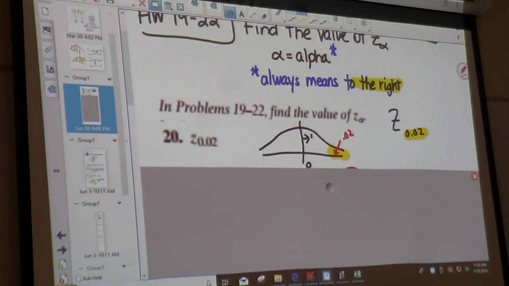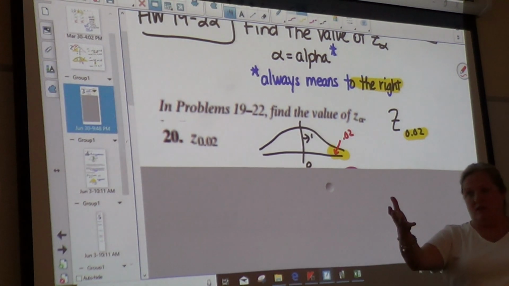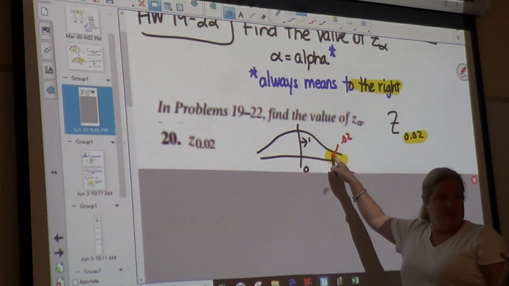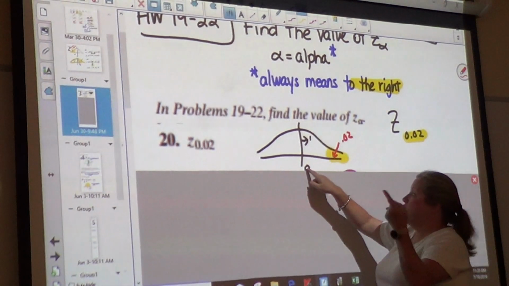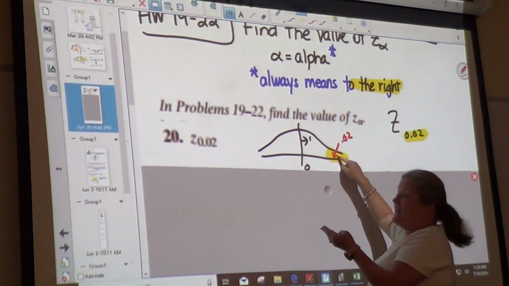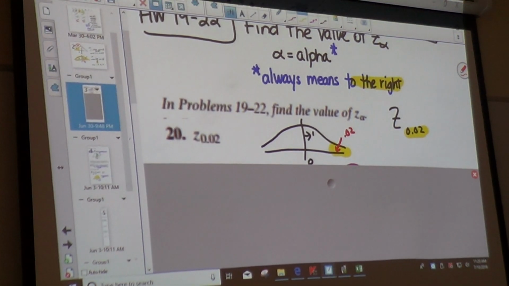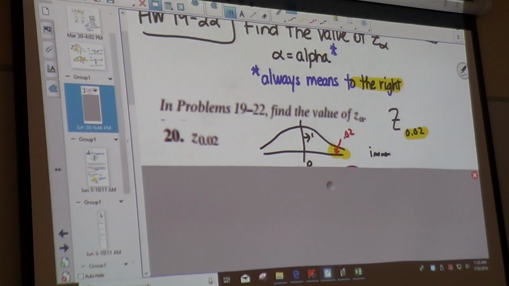Now, am I going to do a norm or am I going to do an inverse norm, and why? I'm not going to do a norm because norm is to find the shade. This is giving me the shade. I know the standard deviation, I know the mean, and I know the shade. So I'm going to be doing the inverse norm.